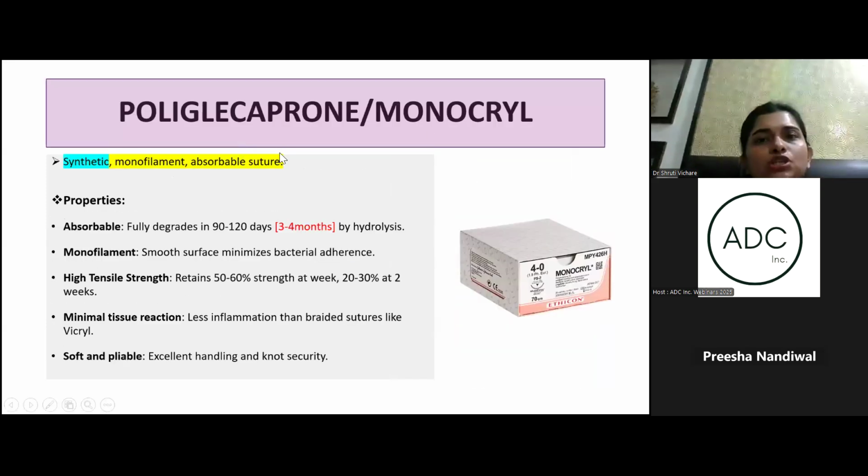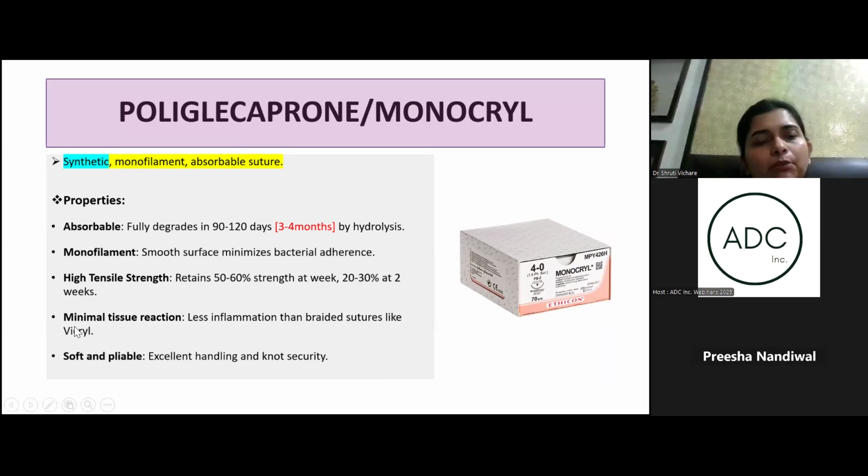Now coming to the next suture, that is monocryl suture. It is a synthetic monofilament absorbable suture and it gets absorbed in about 3 to 4 months by the process of hydrolysis. So very gradually the suture gets absorbed. The smooth surface will obviously minimize the bacterial adherence because it is a monofilament suture. The tensile strength is good. I won't say it is excellent, but it is decent.